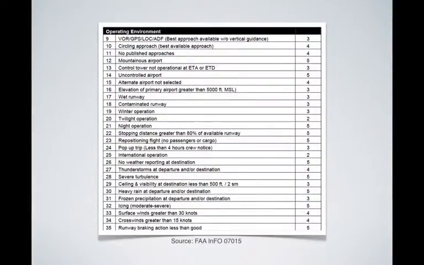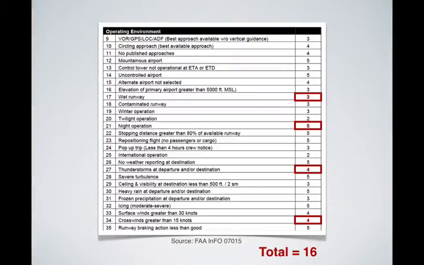Another method is the risk scoring template. This method uses numerical values to rank hazards. For example, a wet runway may receive a risk value of 3. These numbers are then added together in order to determine the overall risk of the flight. The higher the score, the higher the risk.